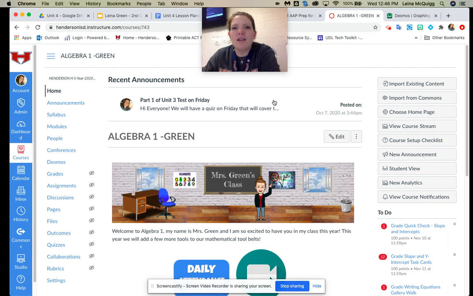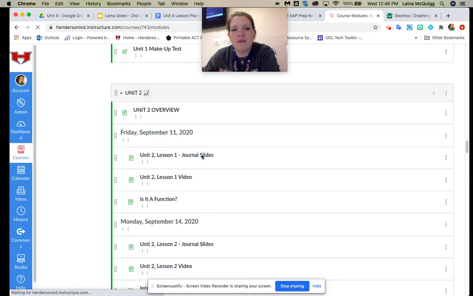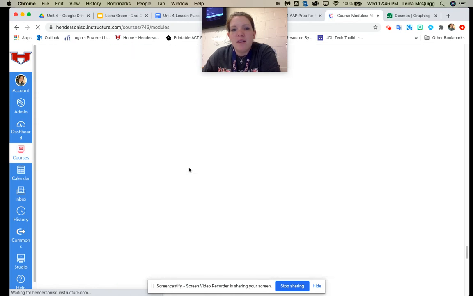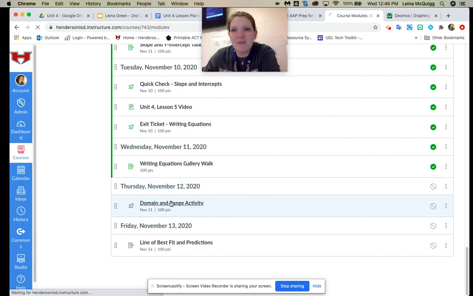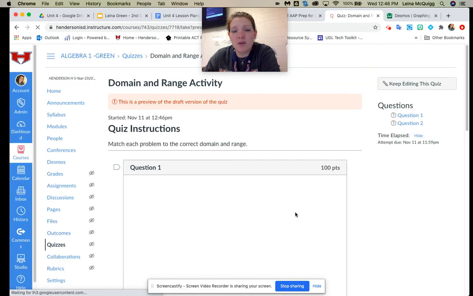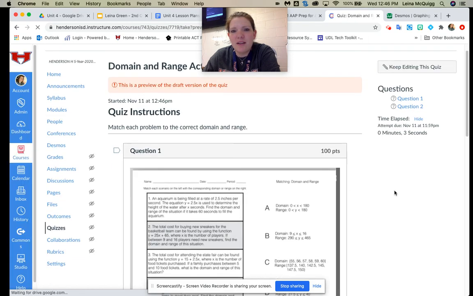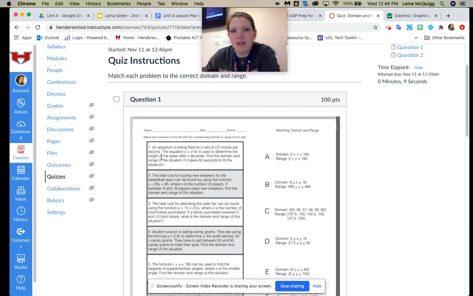So next thing, there is an assignment. So go to modules. Domain and range. And I'm going to click preview. You're going to start quiz. There is a matching activity. So what you're going to do is you're going to read the word problem, and you're going to match it to one of these domain and ranges. Okay.